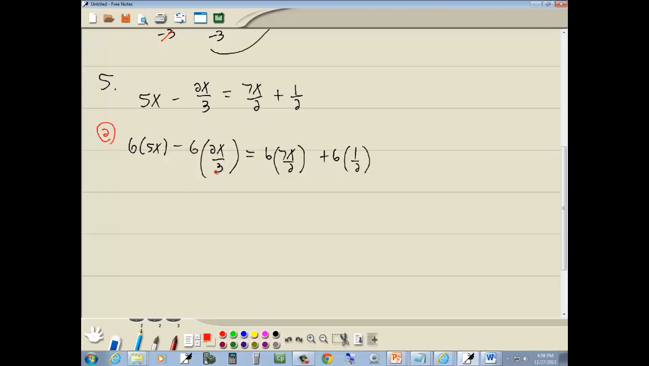3 and 6 both divisible by 3. 3 divided by 3 is 1. 6 divided by 3 is 2. 2 and 6 both divisible by 2. 2 divided by 2 is 1. 6 divided by 2 is 3. 2 and 6 both divisible by 2. 2 divided by 2 is 1. 6 divided by 2 is 3.